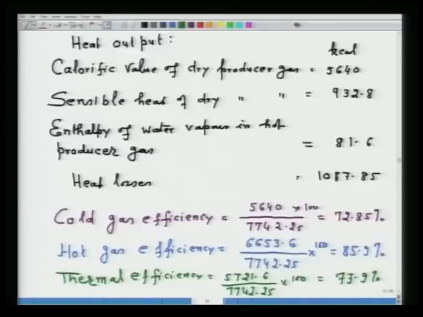Now, you will also be interested in the losses. The heat losses are 1087, and if you divide 1087 by 7742, you will get approximately 10 to 15% as the heat losses. These heat losses will principally occur by conduction, radiation, and there could be other losses. In such a high temperature operation, 9 to 10 or 12% heat losses is quite normal.